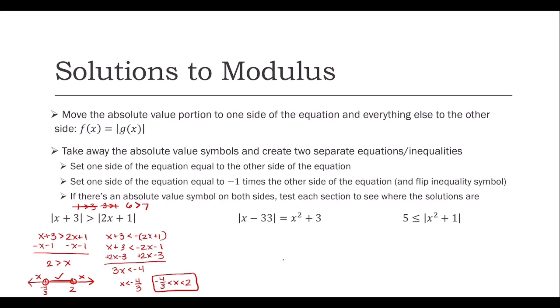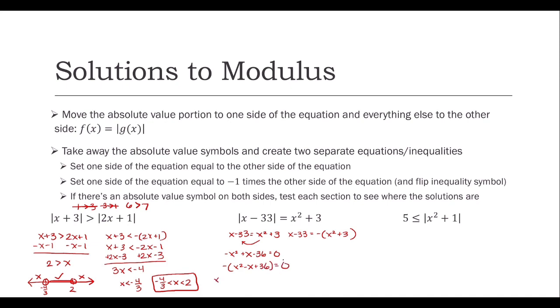For the second one, we'll have x minus 3 equals x squared plus 3, and x minus 3 equals negative x squared plus 3. We'll move everything to the left side. So we'll get negative x squared plus x minus 36 equals 0. So that's negative x squared minus x plus 36 equals 0.